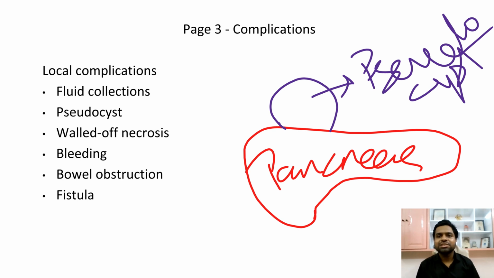Once this listing is done, take the opportunity to draw a diagram depicting a local complication. For example, I have taken here pseudocyst. Just draw an outline of pancreas and also an outline of pseudocyst on the pancreas. That should be sufficient. This diagram itself has potential to fill half of your paper or at least 10 lines of your paper. So that's why this is really important. You depict the diagram and neatly label it.